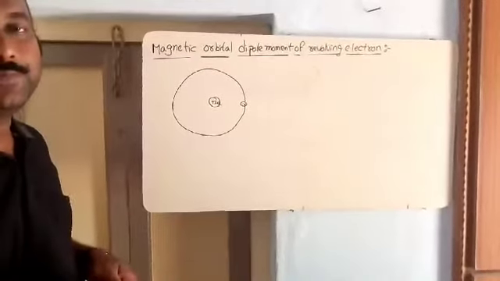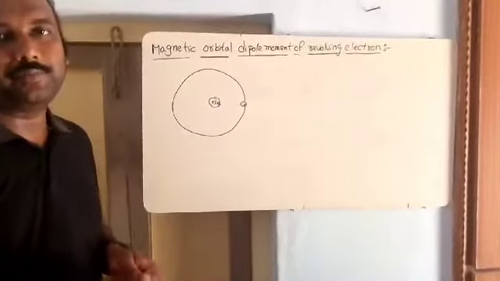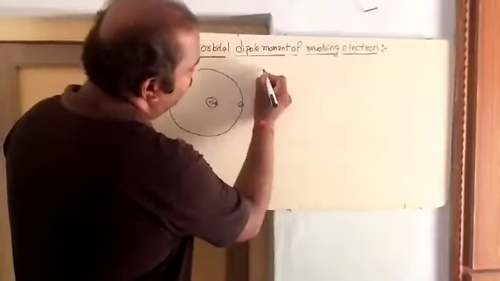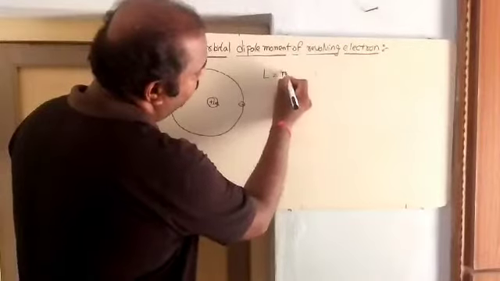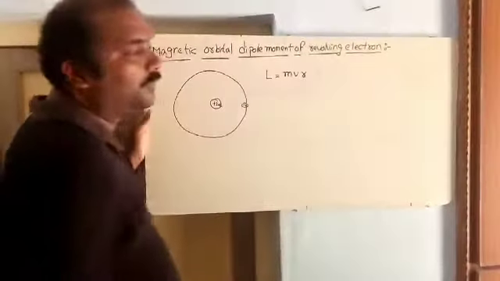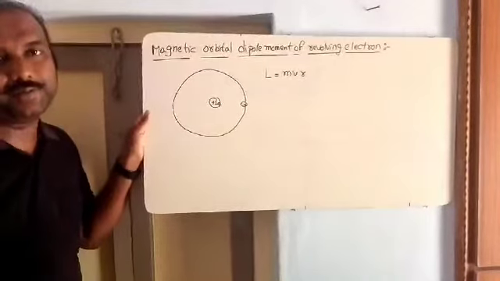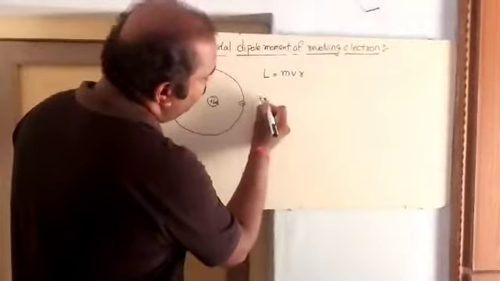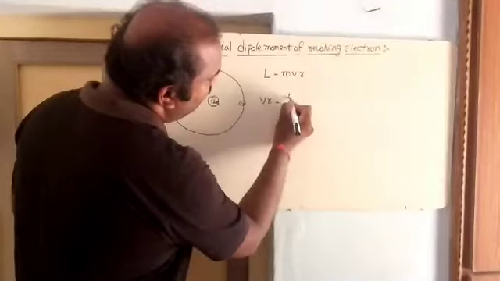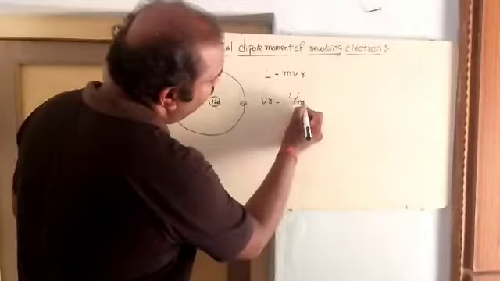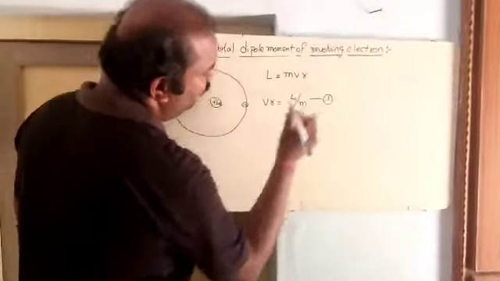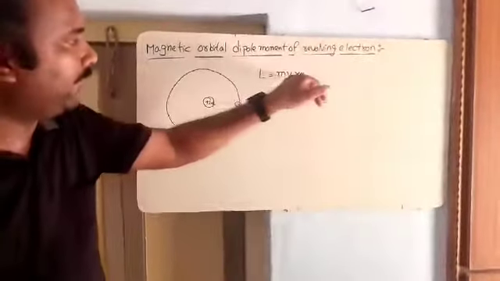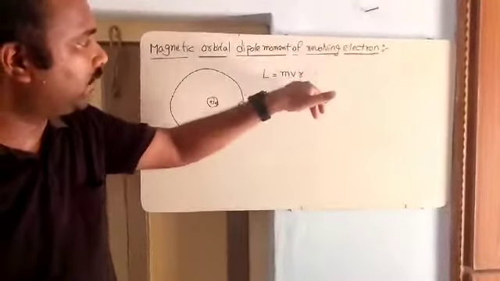Now first, from Bohr's second postulate, the angular momentum of this electron is given by L is equal to m v r, or v r is equal to L by m. I am taking this as equation 1.